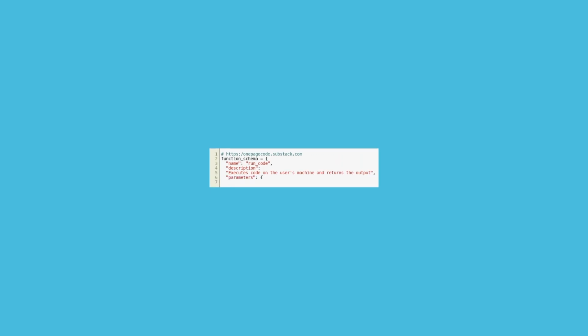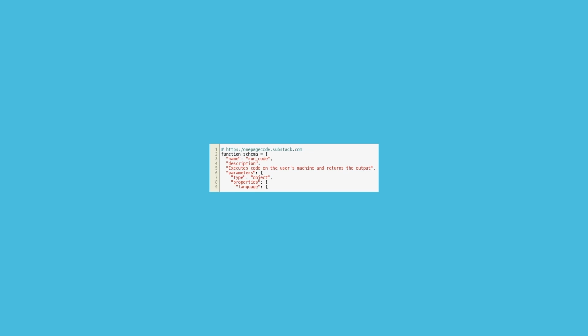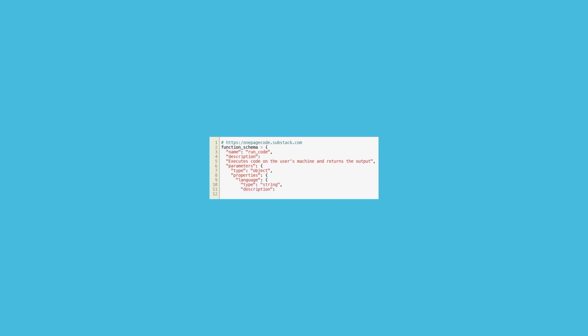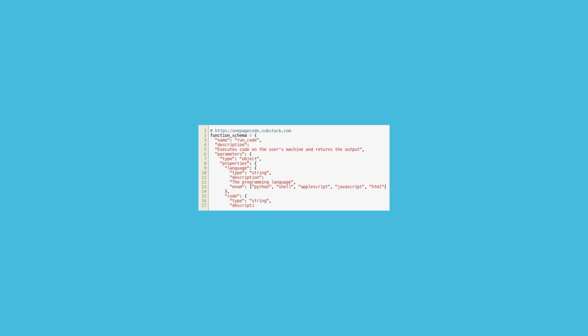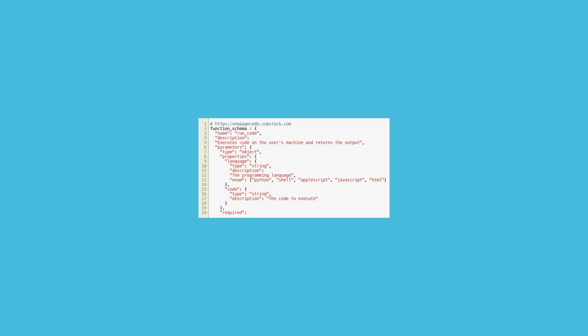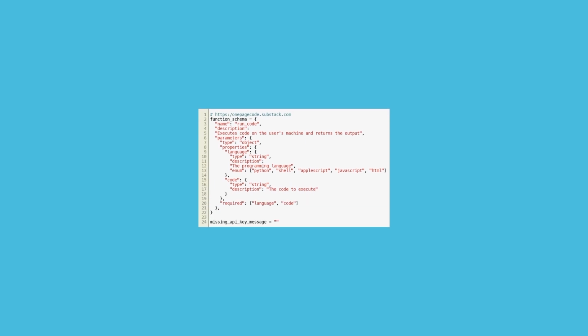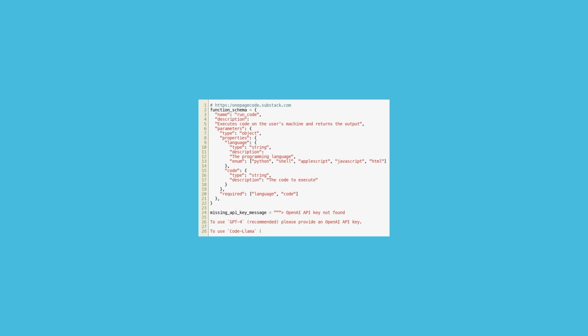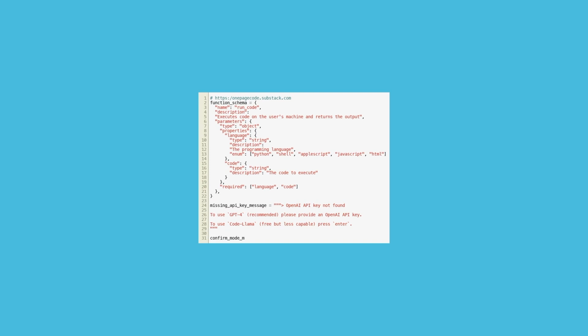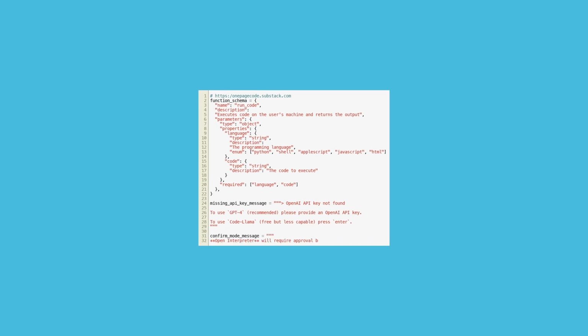This code is part of the interpreter.py file and defines a function schema for the run_code function, which is used to execute code on the user's machine and return the output. The function schema is defined as a JSON object that specifies the name, description, and parameters of the function. The name property specifies the name of the function, which is run_code. The description property provides a brief description of the function, which is that it executes code on the user's machine and returns the output. The parameters property is an object that specifies the parameters of the function.